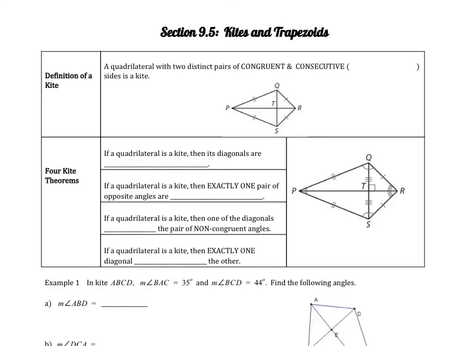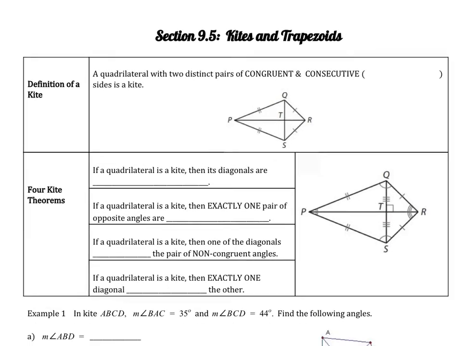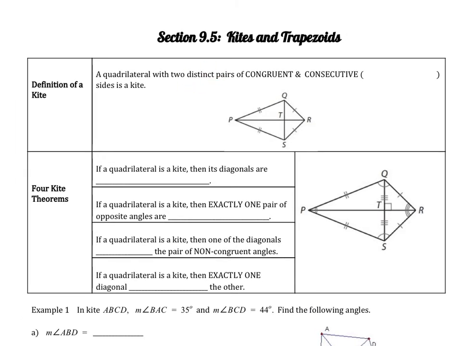So these two are a little bit different than the quadrilaterals we've been covering so far. So let's start with the definition of a kite. A kite is a quadrilateral with two distinct, meaning different, pairs of congruent and consecutive sides. So remember, consecutive means in a row or next to.